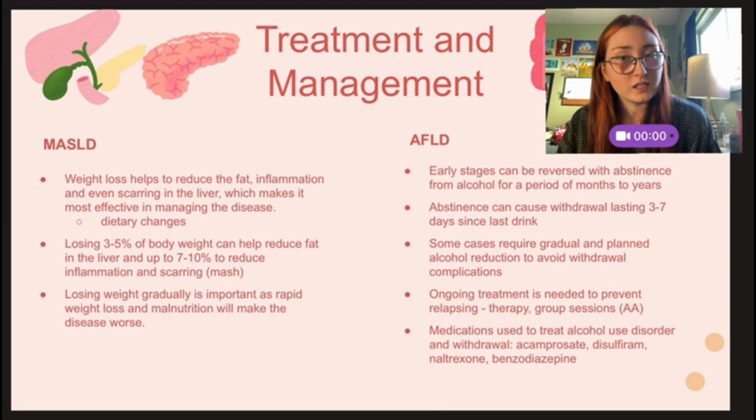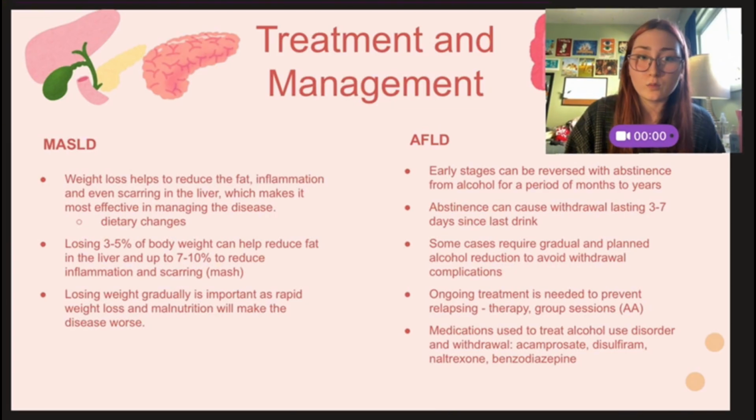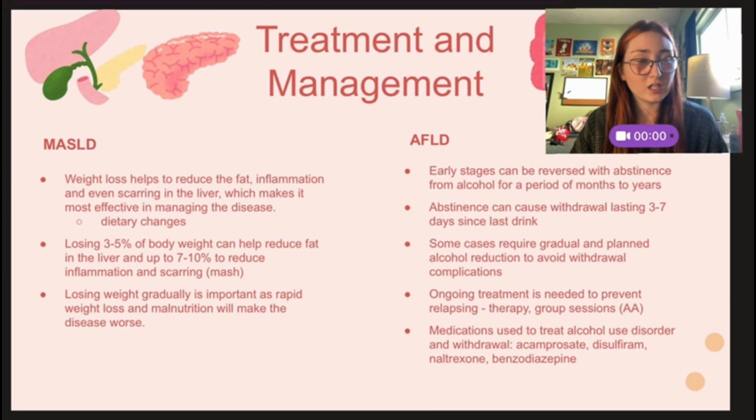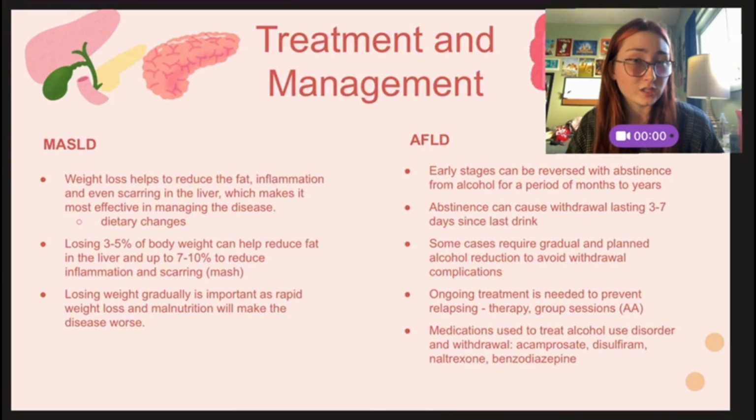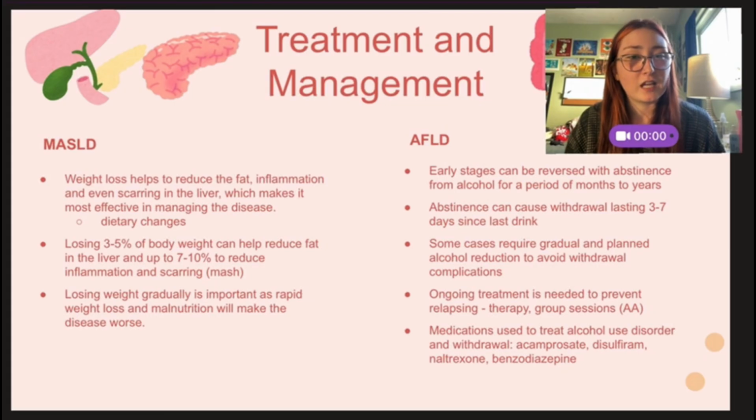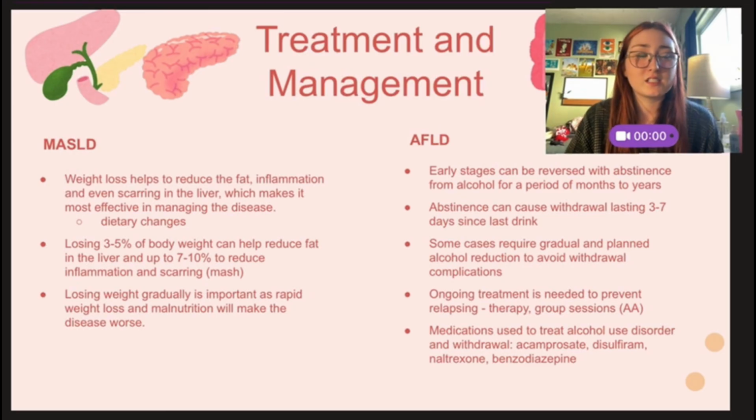With alcoholic fatty liver disease, early stages can be reversed with abstinence from alcohol for months to even years, and then sometimes you can go back to standard drinking, although I wouldn't personally recommend it. The complication with abstinence is that you have a withdrawal period, 3 to 7 days since the last drink, which has symptoms like sweating, shaking, even hallucinations. It can be deadly for some people. So some cases require gradual and planned alcohol reduction to avoid these complications.